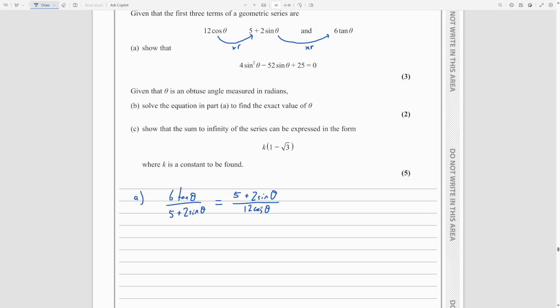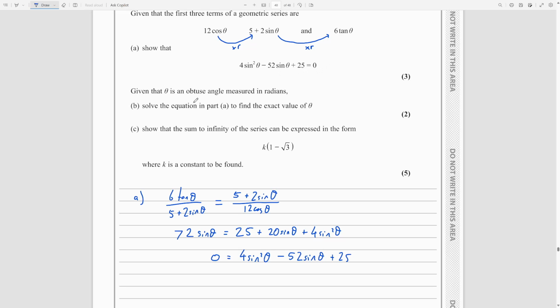So let's multiply through by 12 cos theta. 6 times 12 is 72. Tan theta times cos theta is sine theta. Over here we get (5 plus 2 sine theta) all squared. That gives 25 plus 20 sine theta plus 4 sine squared theta. Gather everything up on one side, and we've got 4 sine squared theta. 20 minus 72 is minus 52 sine theta, and then plus 25, and that's what we needed to show.